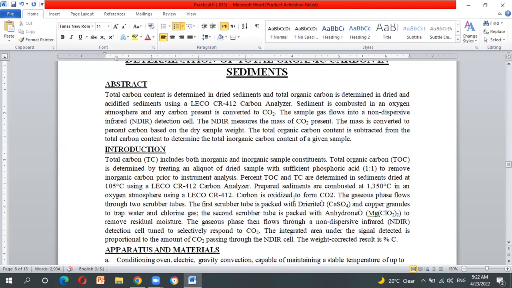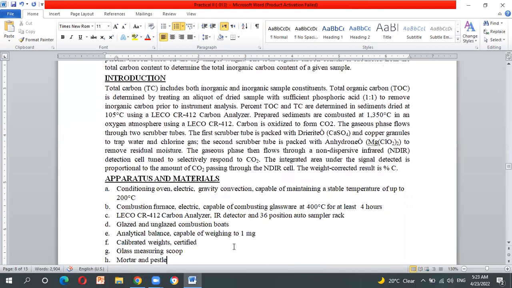Carbon is oxidized to form carbon dioxide and the gaseous phase flows through two scrubber tubes. The first scrubber tube is packed with calcium sulfate and copper granules to trap water and chlorine gas. The second scrubber tube is packed with anhydrous magnesium chloride to remove residual moisture, and the gaseous phase then flows through a non-dispersive infrared detection cell tuned to selectively respond to carbon dioxide. The integrated area under the signal detected is proportional to the amount of carbon dioxide passing through the IR cell. The weight-corrected result is percent carbon.